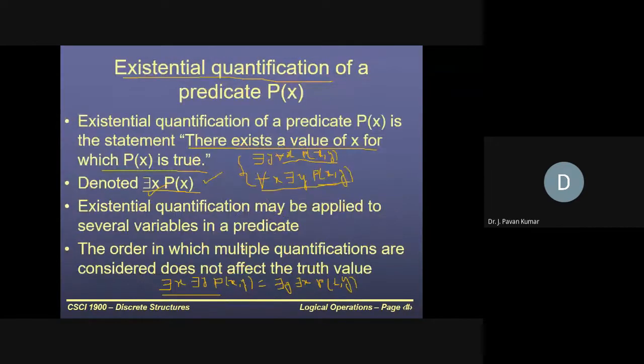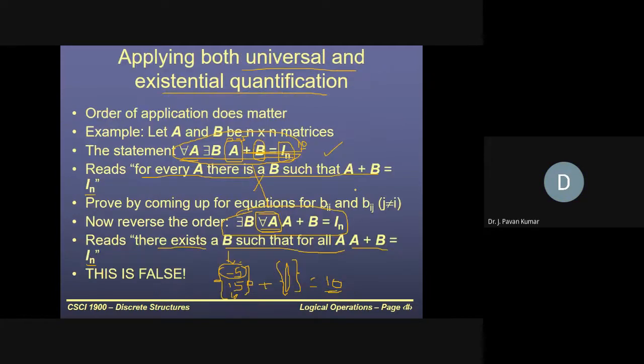Coming to the previous one: there exists y for all x P of x comma y, and for all x there exists y P of x comma y. Whether these two are equal or not? Now you answer. No, not equal. Those two are not equal. Next.